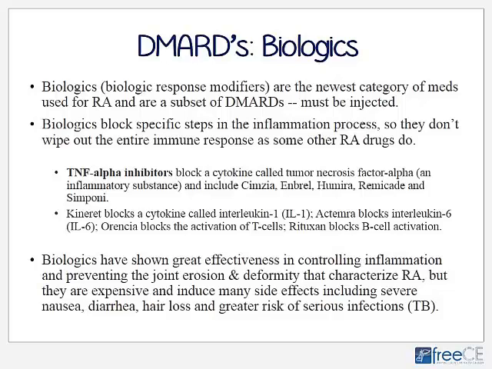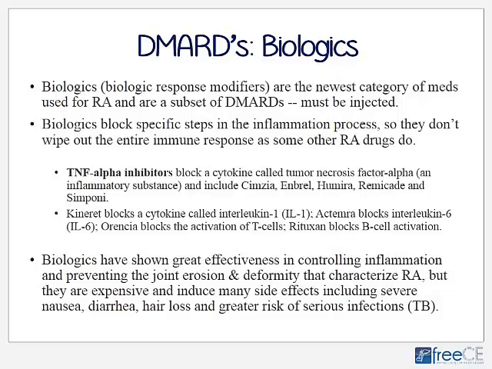A type of biologic is TNF-alpha inhibitors, and specifically these block the cytokine called tumor necrosis factor, particularly the alpha type, which is an inflammatory substance. And the TNF alpha inhibitors include Cimzia, Enbrel, Humira, Remicade, and Simponi. Kineret blocks a cytokine called interleukin-1. Actemra blocks interleukin-6. Orencia blocks the activation of T cells. And Rituxan blocks B cell activation.